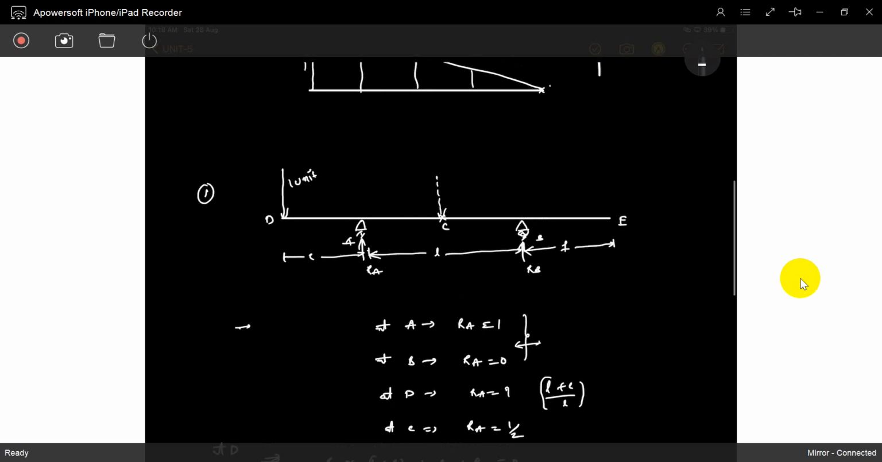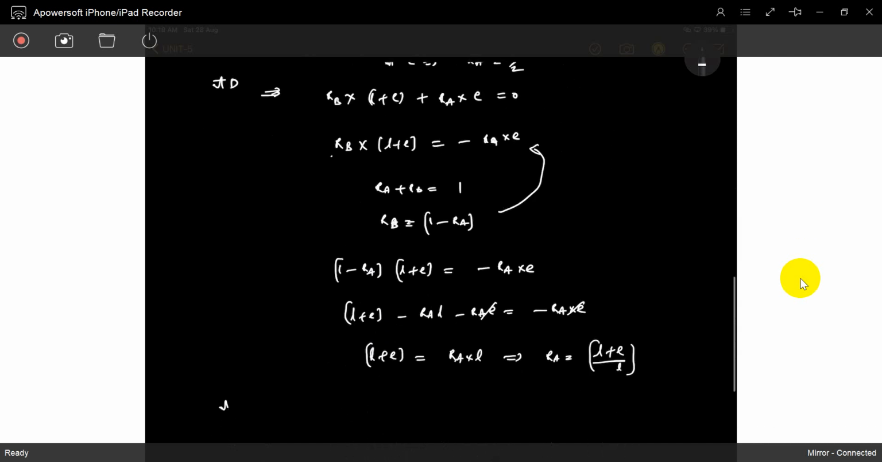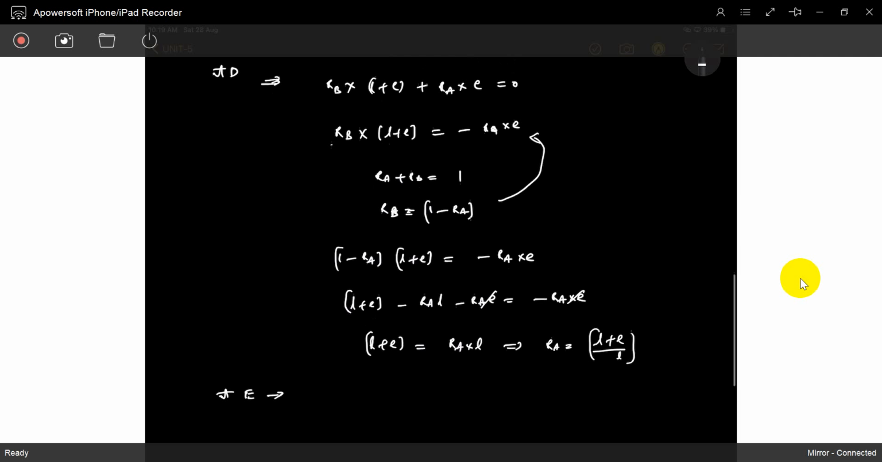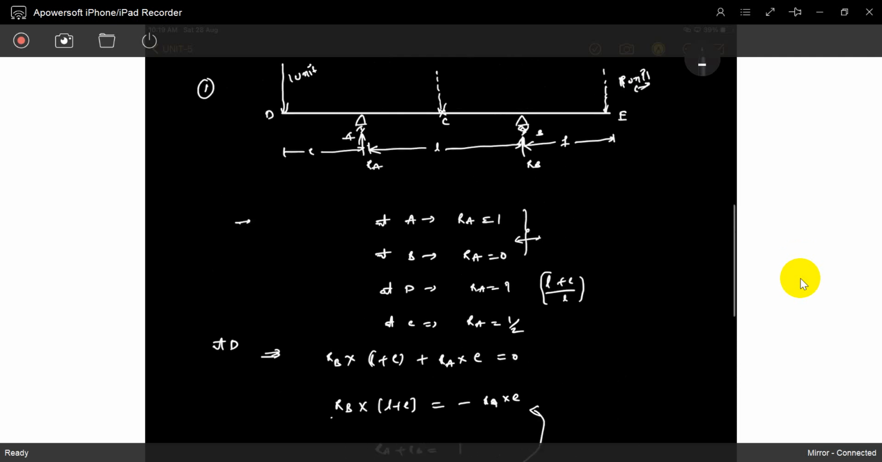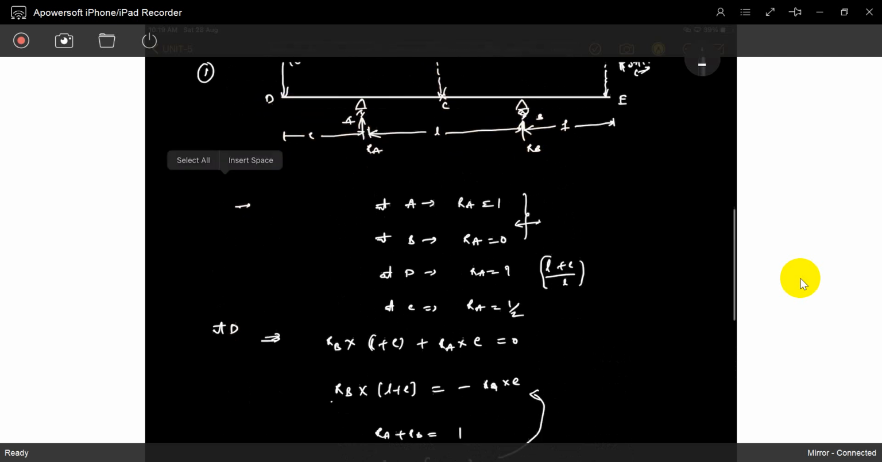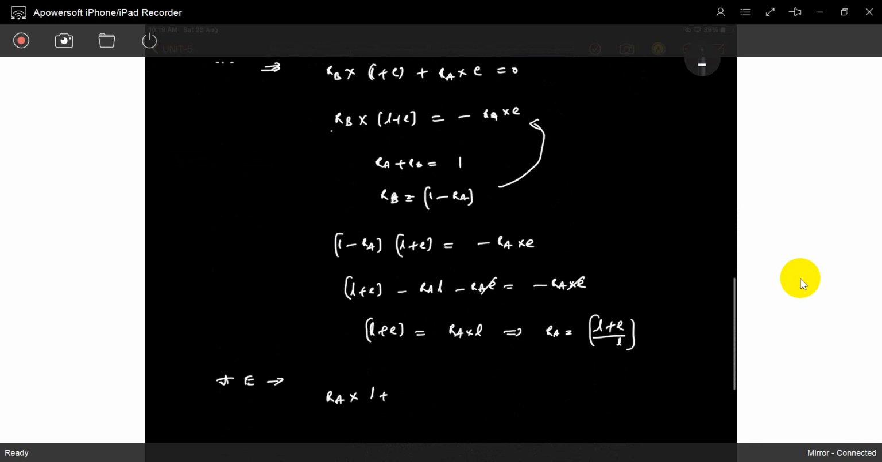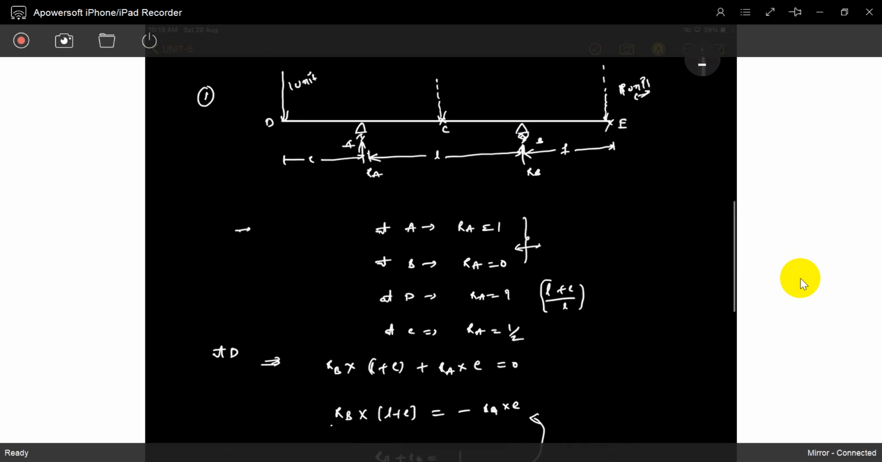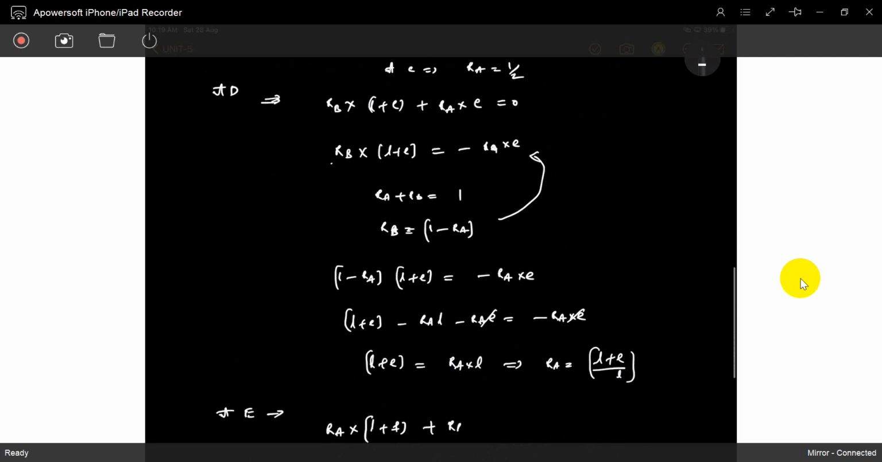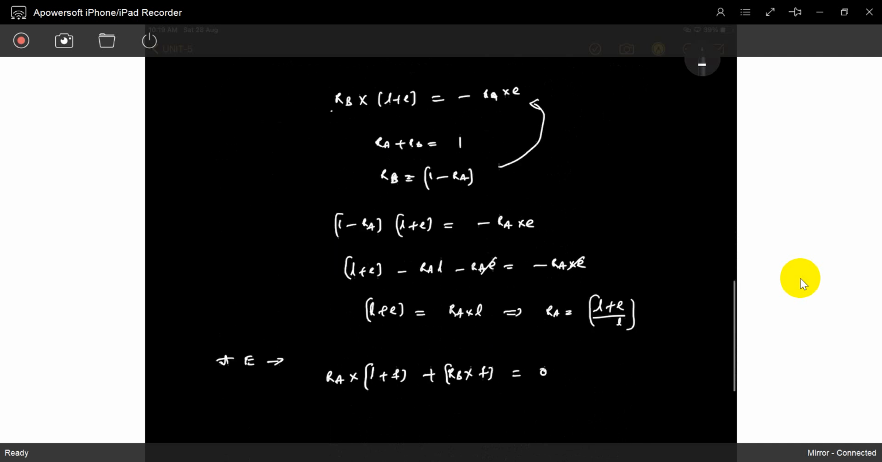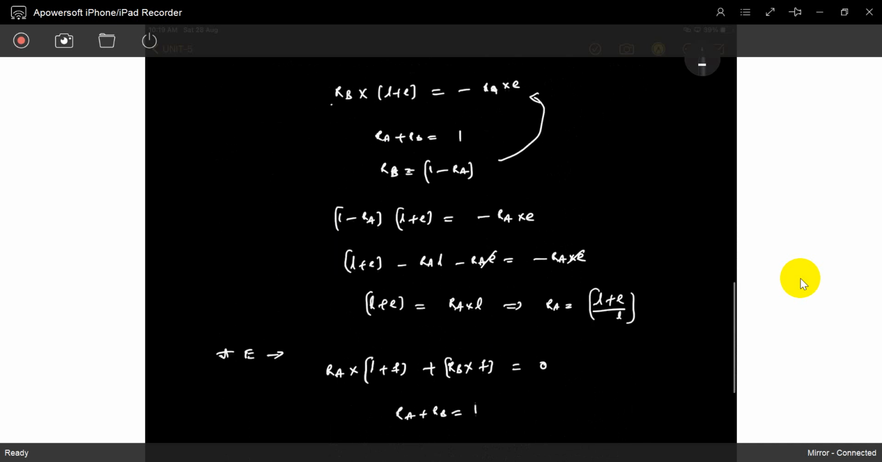So now we will see when the load is here, 1 unit. When the load is at E, you can write down the same thing. You can derive it. Once again, the moment at E is 0. You can write down RA multiplied by L plus F, plus RB multiplied by F, is equal to 0. And also RA plus RB should be equal to 1.